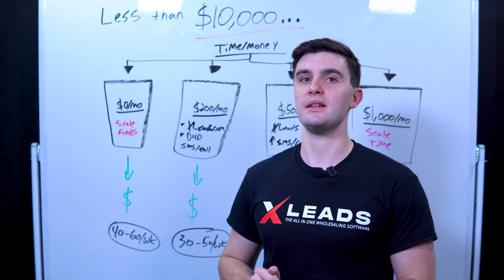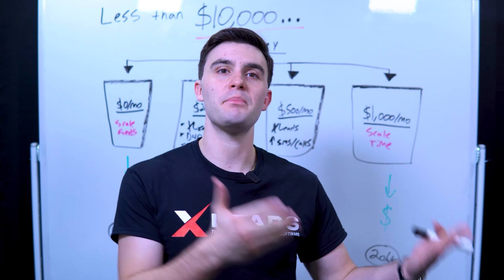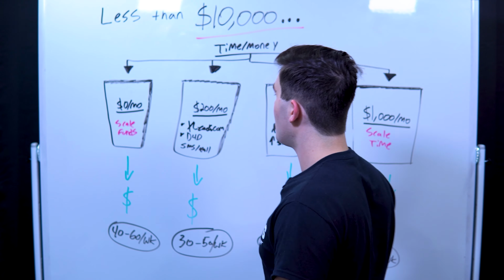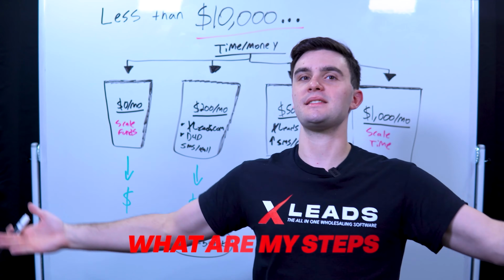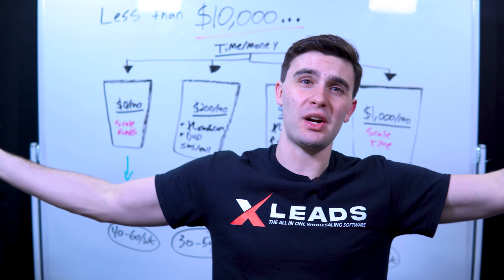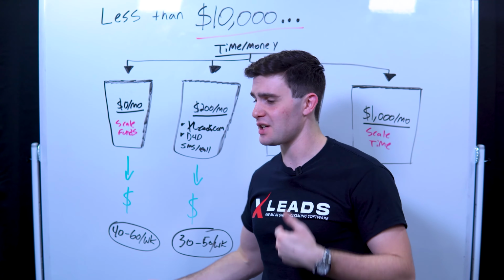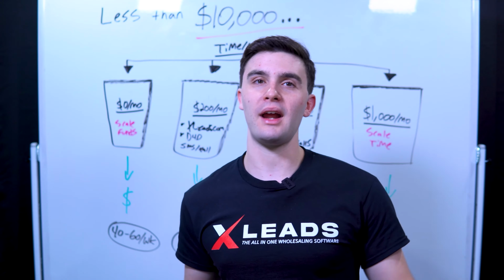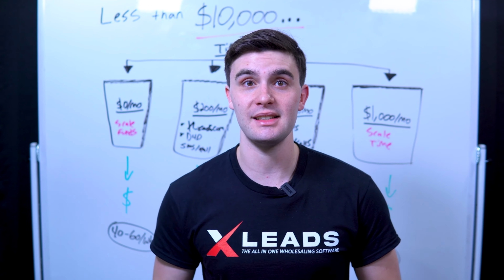Now, the real question is, okay, Zach, I know which bucket to be in, right? I'm going to be in this bucket, this bucket, this bucket, or this bucket. What do I do now? Like, what are my steps? How do I start getting deals? Because Zach, I don't want to think about it. I just want to get rich. I don't want to think about getting rich. I just want to do it. And that's actually how you become successful. You stop overanalyzing and overthinking things, you just get it done.